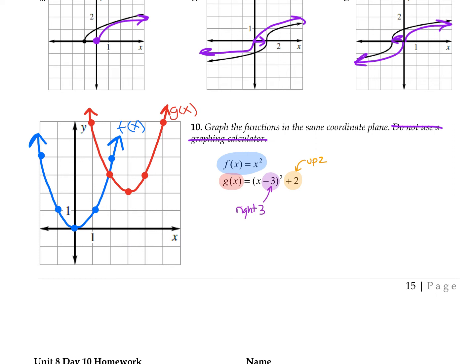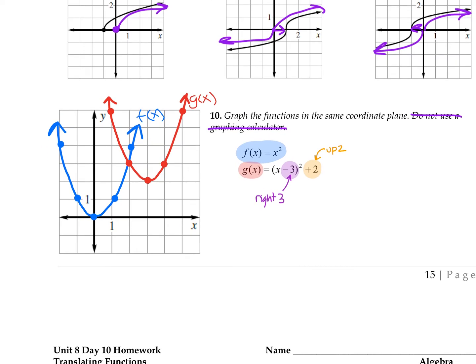So in blue, I have the function f of x, which is x squared, my parent function, and g of x, I have (x minus 3) quantity squared. The minus 3 is in the parentheses happening to the x, so it's to the right 3. And I also went up 2.